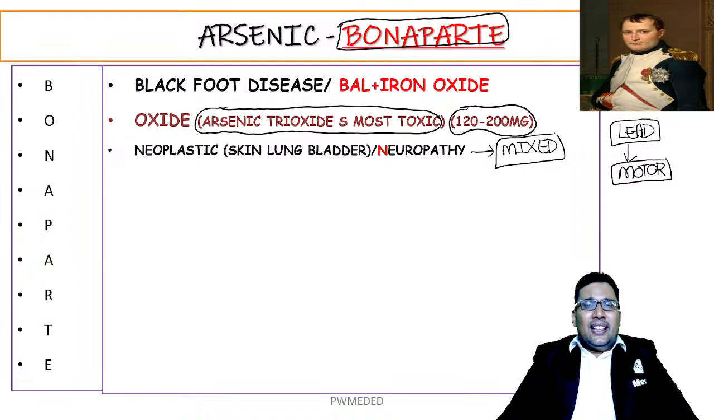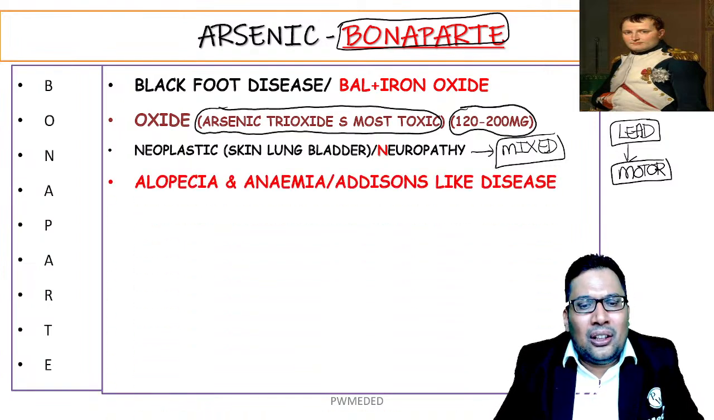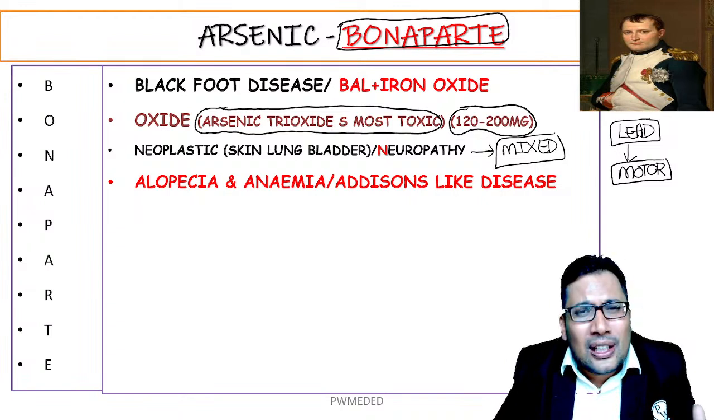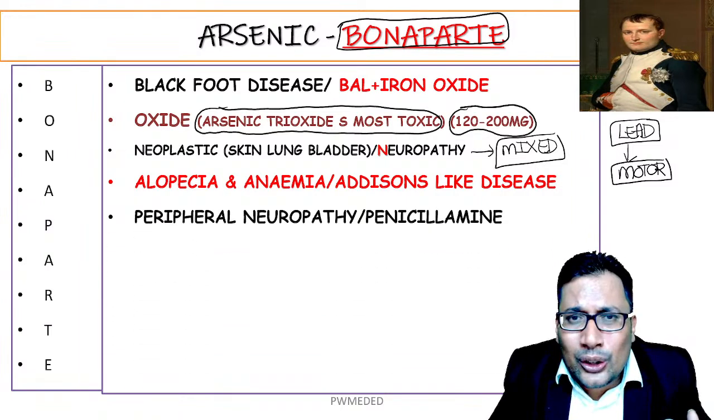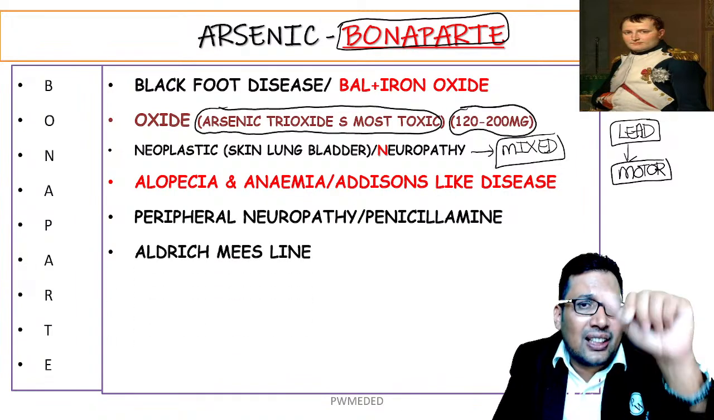AFR, you will see A. Anyone, can you guess AFR? Aldrich-Meesline. You will see alopecia, anemia, Addison's-like disease. All is an MCQ. P for peripheral neuropathy. Penicillamine also can be used. A for Aldrich-Meesline. That was recently asked in exam.